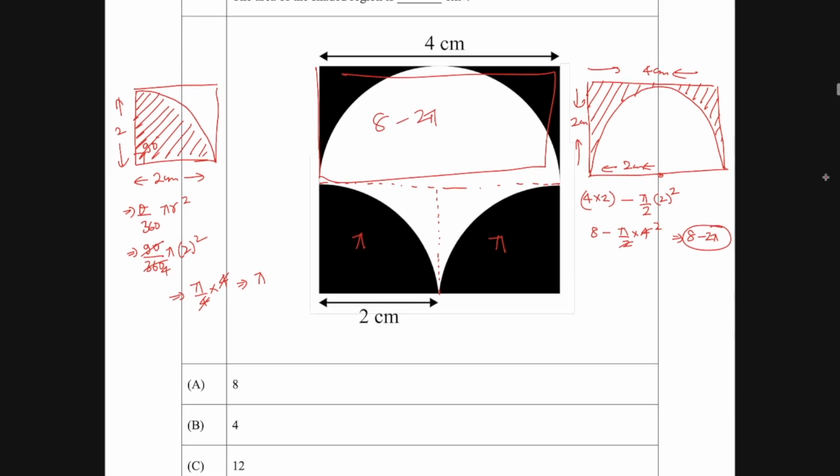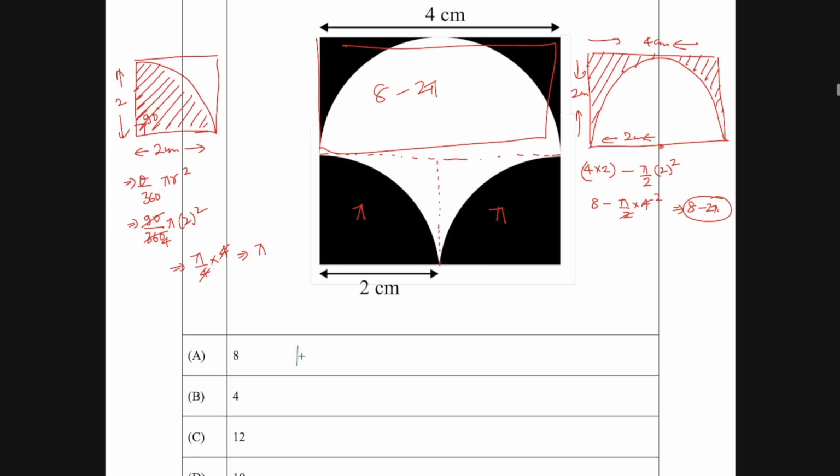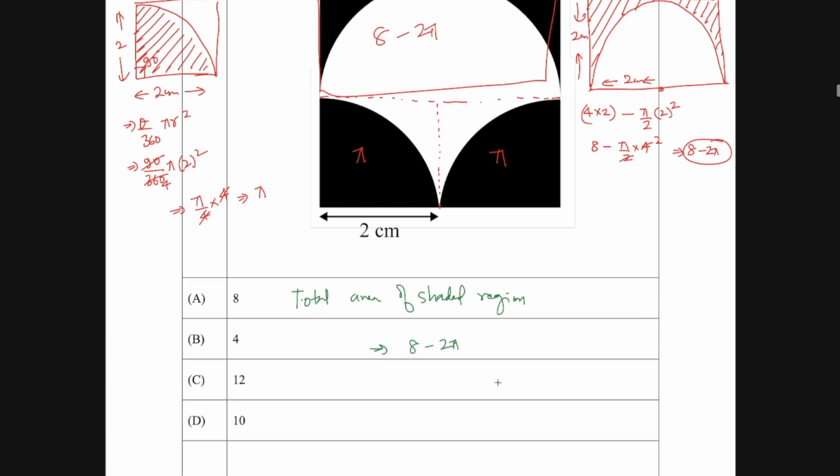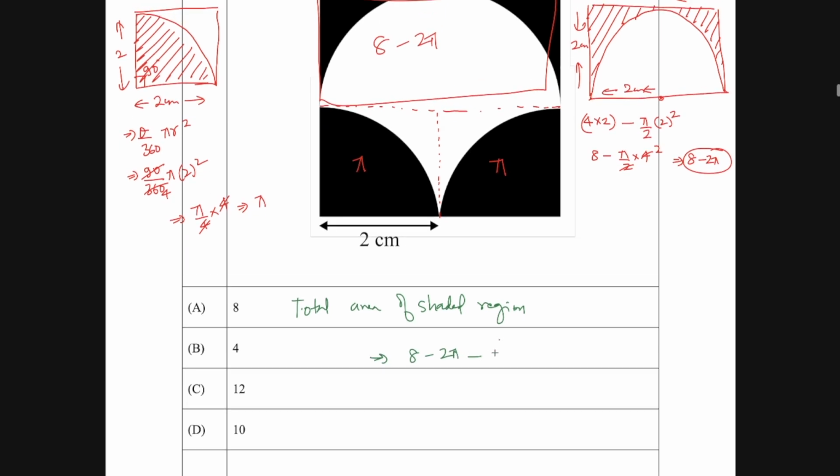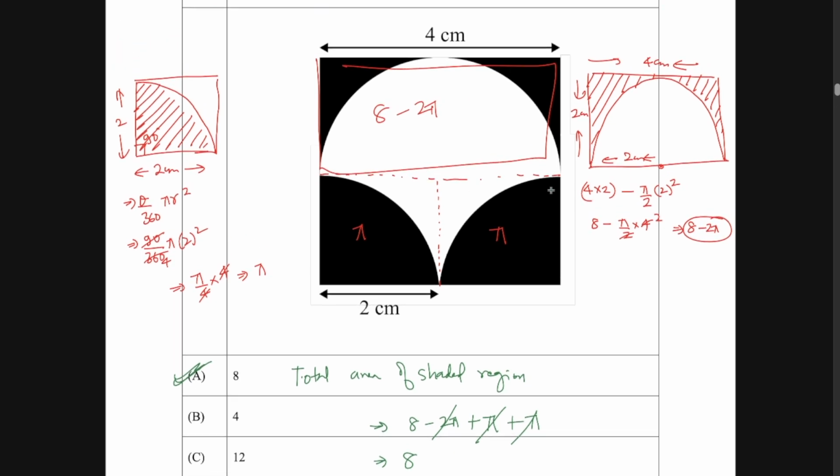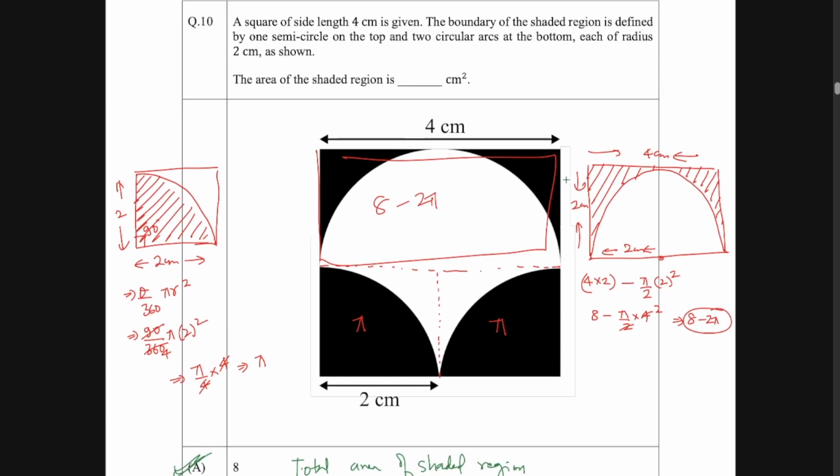So the total area of shaded region is going to be 8 minus 2 pi, plus we have to add this shaded region also, plus pi plus pi. Why plus pi plus pi? This part is pi and this part is also pi. So this pi is going to cancel out this. You will just end up getting 8, which is option number A. Very simple geometry. Just be careful when you solve such questions.